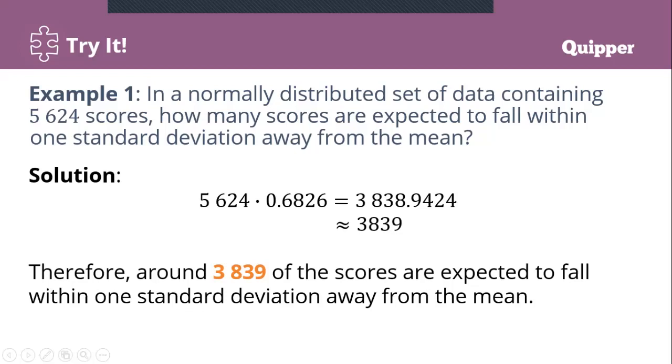We round it up, since the digit is 9, so it becomes 3,839. For rounding, if the digit is 5 and above, you add 1 to the number before it. So 8 becomes 9. Therefore, around 3,839 of the scores are expected to fall within 1 standard deviation away from the mean. What you multiply by depends on the question, since for 2 standard deviations and 3 standard deviations the percentages are different, as I gave earlier.